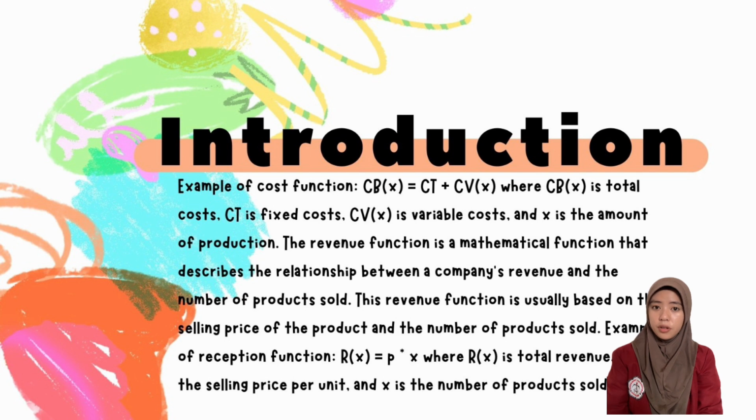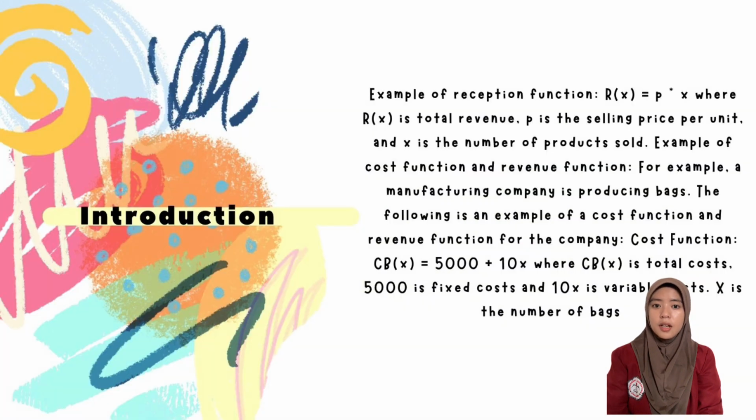The revenue function is a mathematical function that describes the relationship between a company's revenue and the number of products sold. This revenue function is usually based on the selling price of the product and the number of products sold. Example of revenue function: R(x) = Px, where R is total revenue, P is the selling price per unit, and x is the number of products sold.